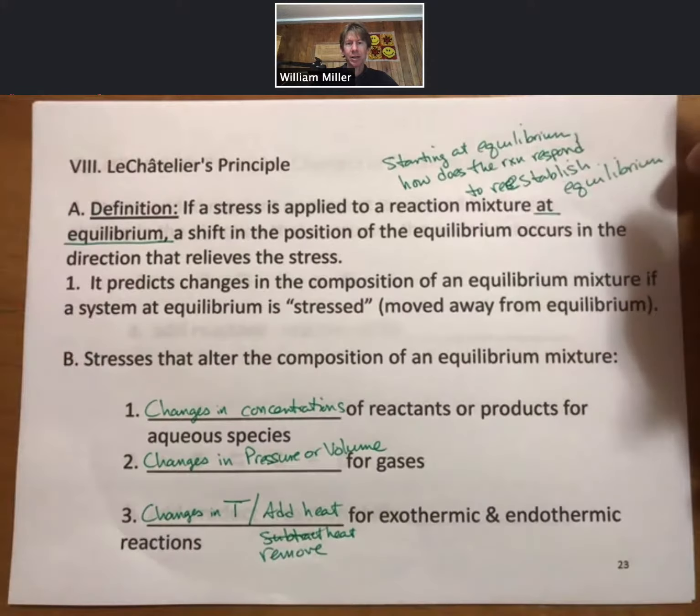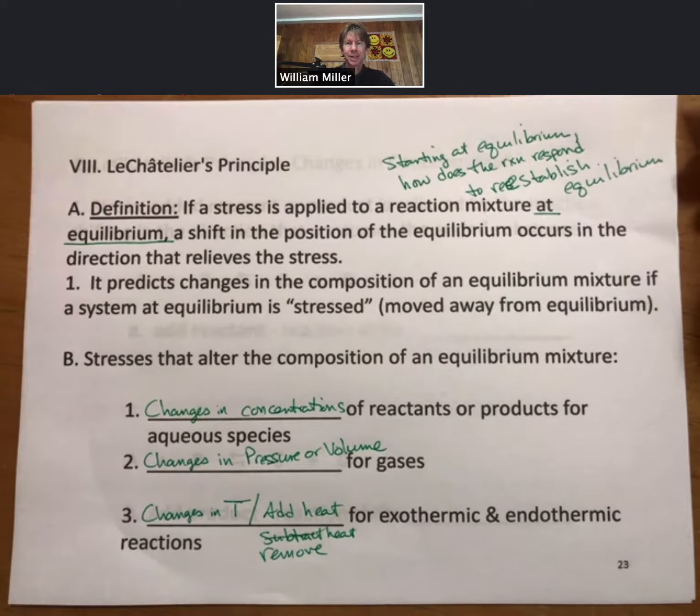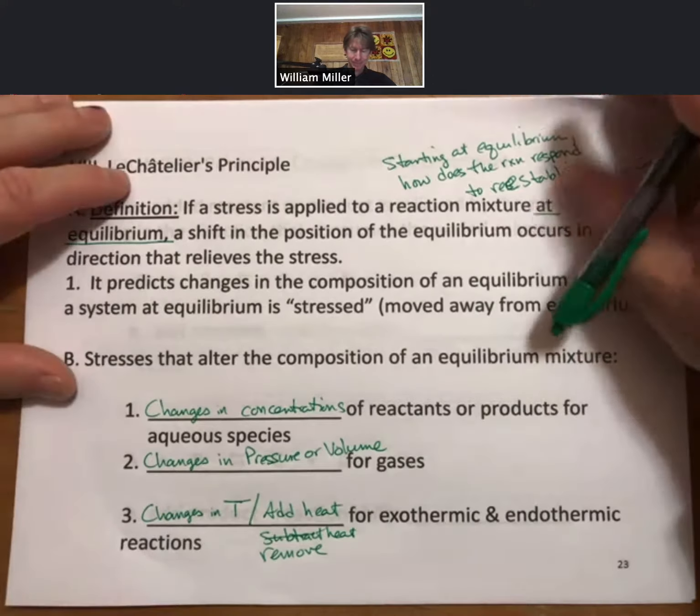And if your question is why would we want to do this, let's say the reaction ends at an equilibrium that doesn't make as much product as we would like. Maybe we want to cause the reaction to make more products. All right.